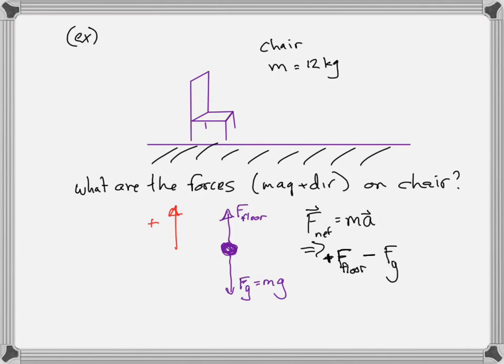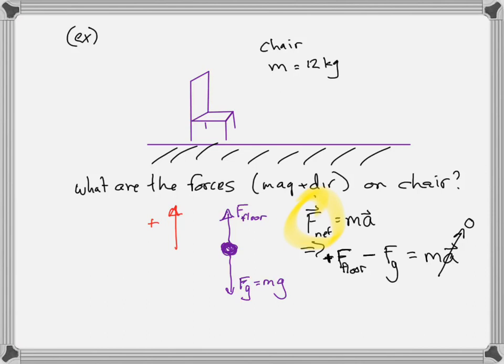So now this is how I'm plugging into F net. F floor minus Fg. There's F floor in the positive direction and Fg in the negative direction, and I'm explicitly putting those signs in there. Okay, and we set that equal to ma. And we say, oh, but the chair is not accelerating. It's not going anywhere. It's zero.